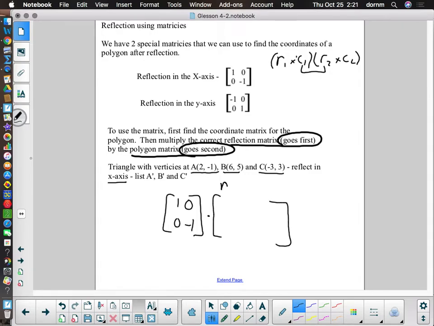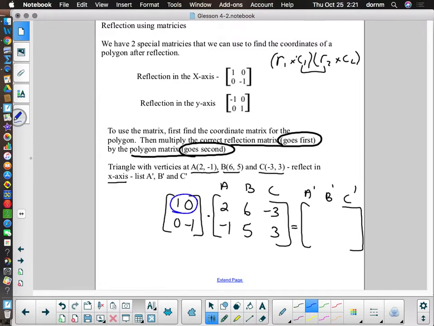My coordinate matrix is A, B, C. A is at 2, negative 1. B is at 6, 5. And C is at negative 3, 3. And now we're going to find out where A primed, B primed, and C primed are going to be. Reminder, how do we multiply matrices?